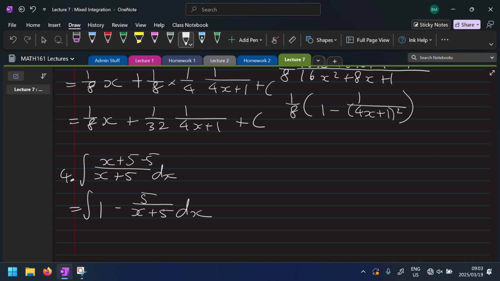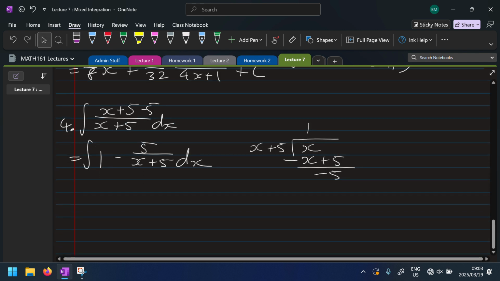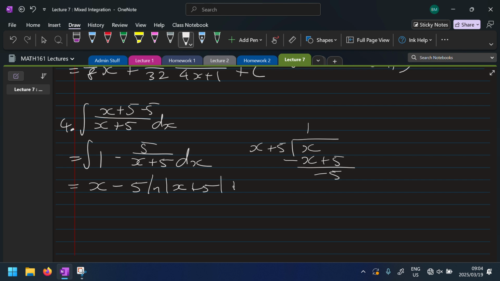If you don't believe me, we can do the long division on the side as well. So here we've got x divided by x plus 5. That's going to be a 1. That's going to be x plus 5. Subtract them, we have minus 5. We get the same thing. So either you do the long division on the side or you do this quick shortcut of plus 5 minus 5. You get the same thing. So this is going to be x minus 5 natural log x plus 5. Easy stuff.